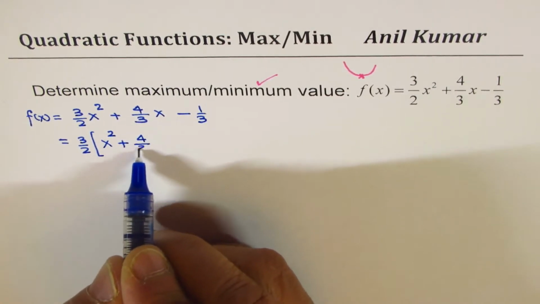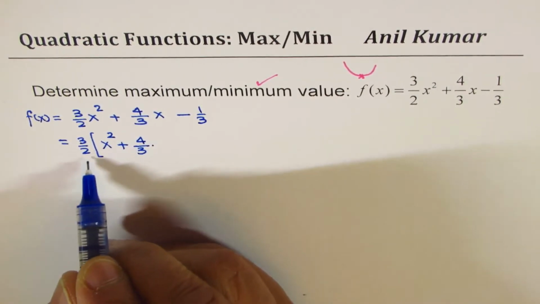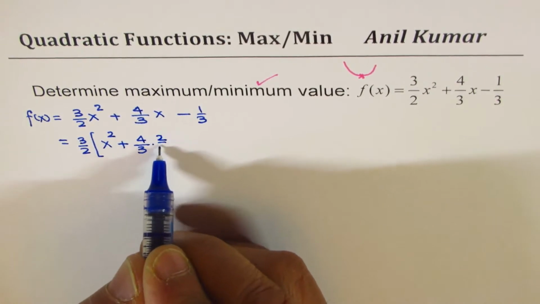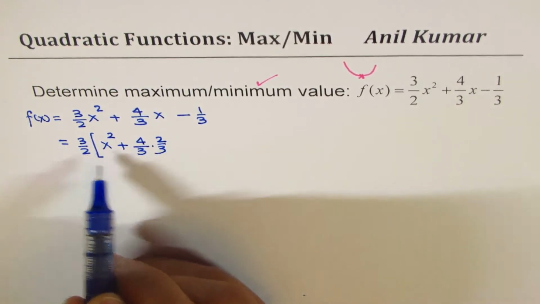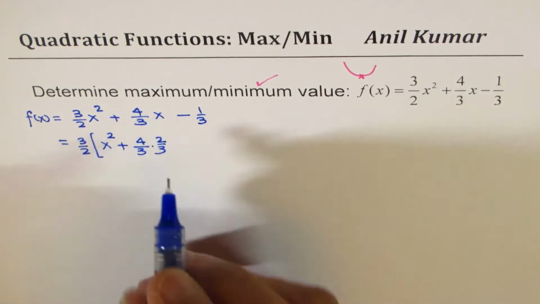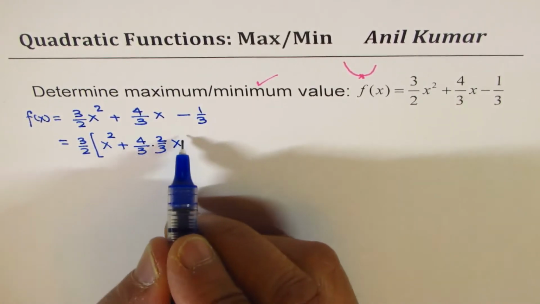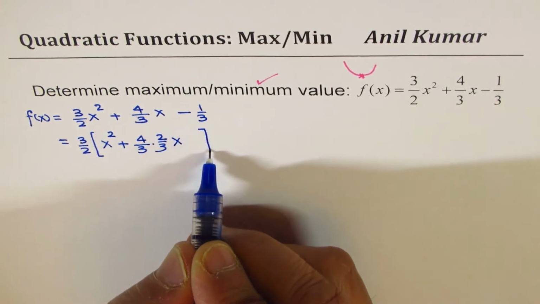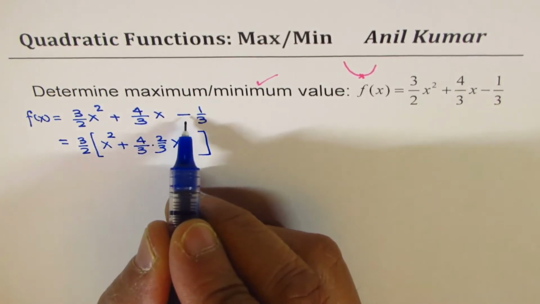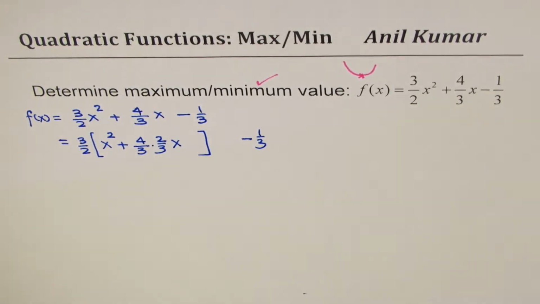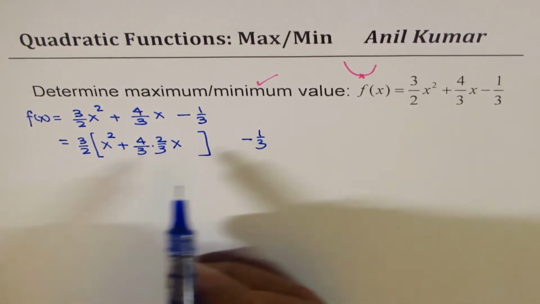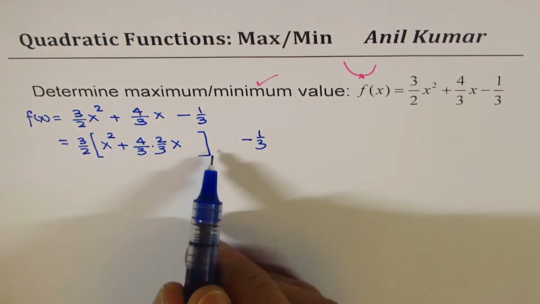Let me rewrite this as just 4 over 3 times 2 over 3, right? Now, if you open 2 over 3, 3 over 2 will cancel. You will be left with 4 over 3 x, right? So that ensures that whatever we've done is perfectly fine. Leave some gap and write this number away. We'll use it only at the end, right? Follow these steps. And also note, I'm using square brackets.